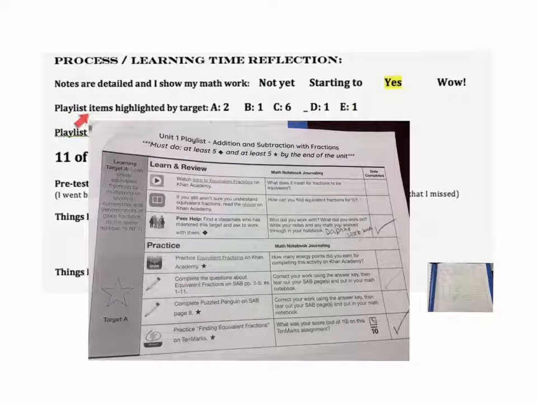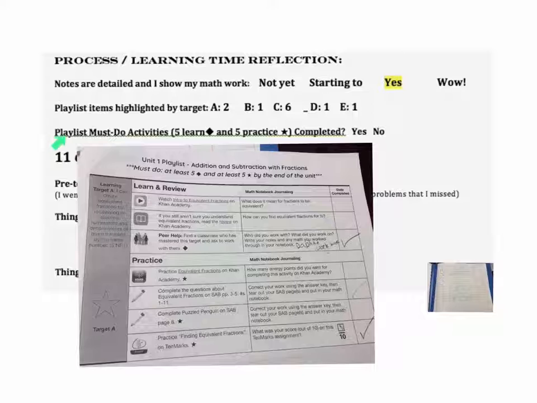You'll have the playlist items highlighted by target. So this matches with those 5 targets from above, A, B, C, D, and E. And so after the whole class lesson, each student has their playlist, and they are picking activities, what they want to practice that day. And this is just the total number of items that they practiced, whether that was learning and review, which is usually watching a video, working with a friend, or whether that was practice, which would be more like the standard workbook, or some online practice options.